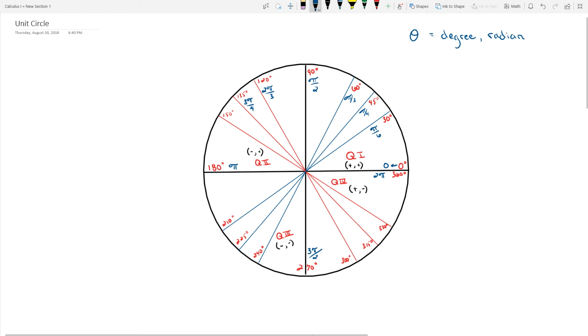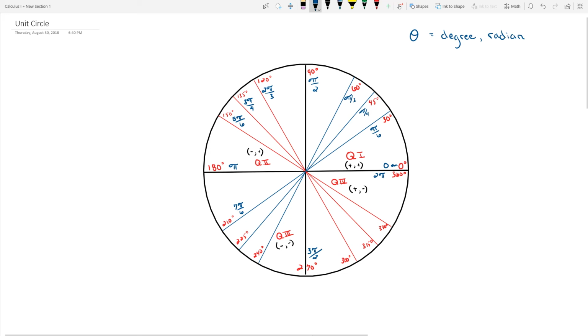Then we have pi over 6 at 30 degrees. Its reflective is 150, and that is going to be 5 pi over 6. Down below, we can say that 30 degrees has a reflective at 210. Instead of pi over 6, that will be 6 plus the 1 in the numerator to the pi, so it's going to be 7 pi over 6.